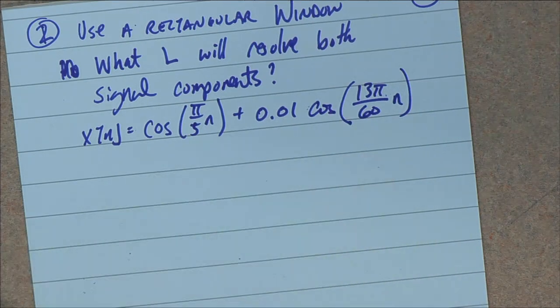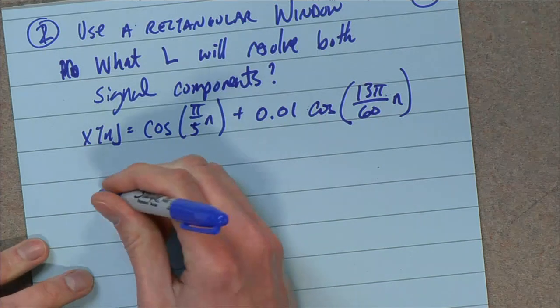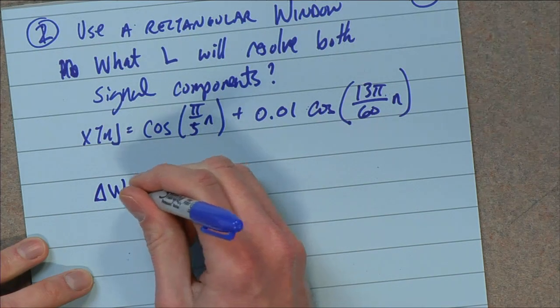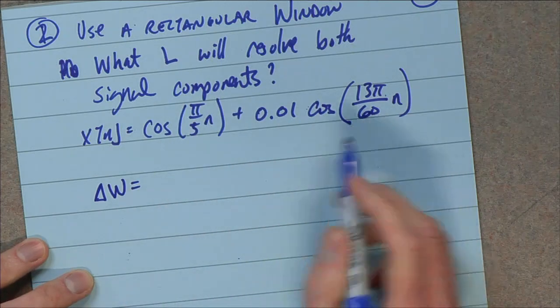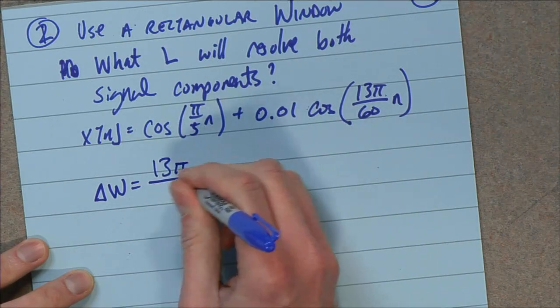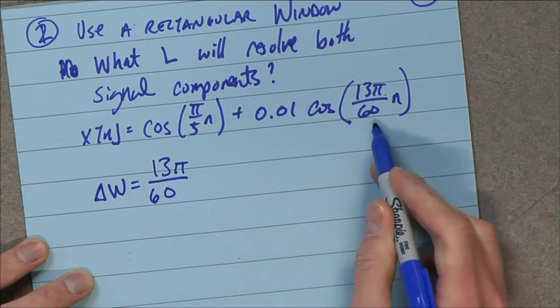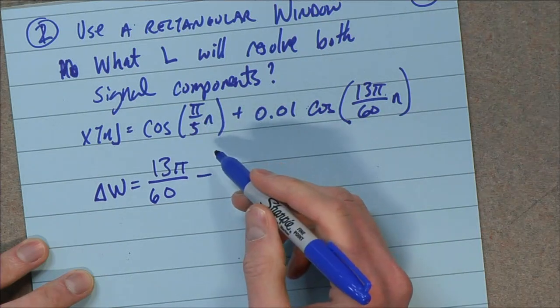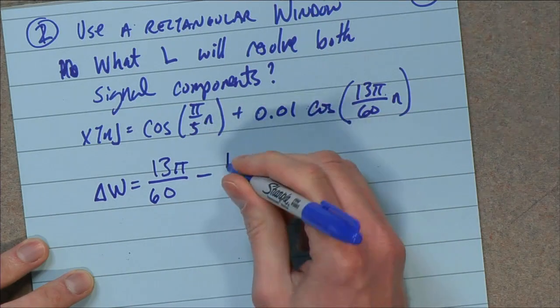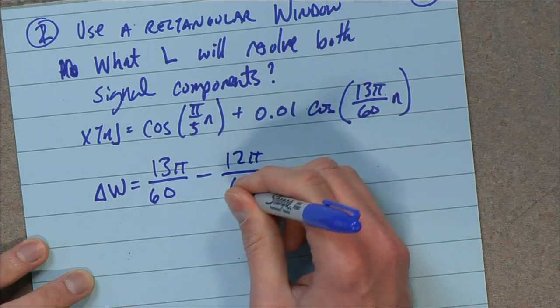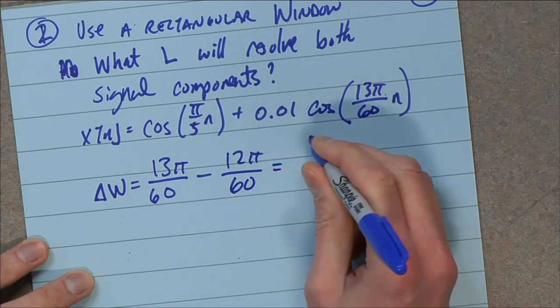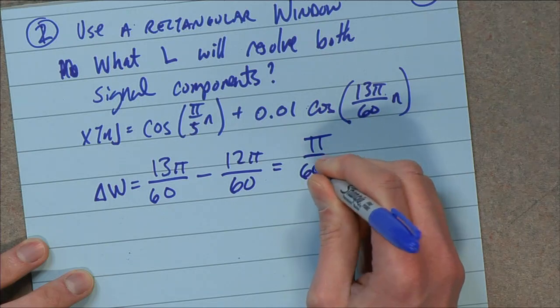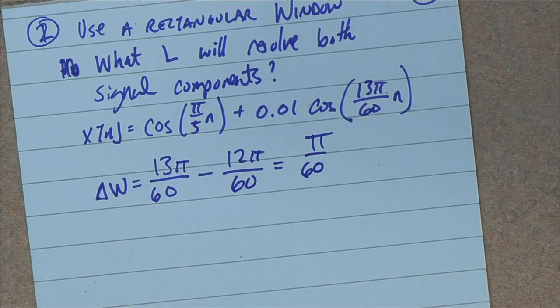So if we're going to resolve those, what's the difference between them? Let's subtract them and see what the difference in frequency space is between them. 13 pi over 60 minus, well, let's make that 12 pi over 60. So that's pi over 60. That's what we have to resolve.